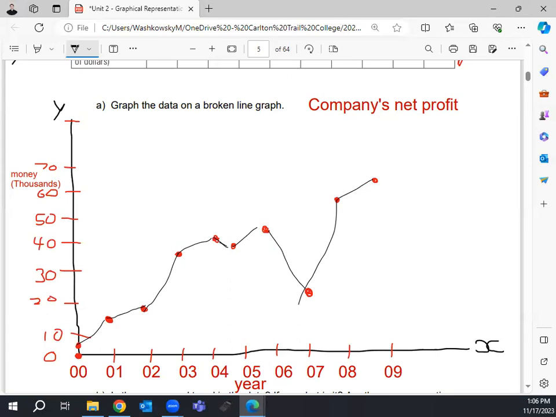I'll give you a second here just to graph it. Here, we'll come take a look.